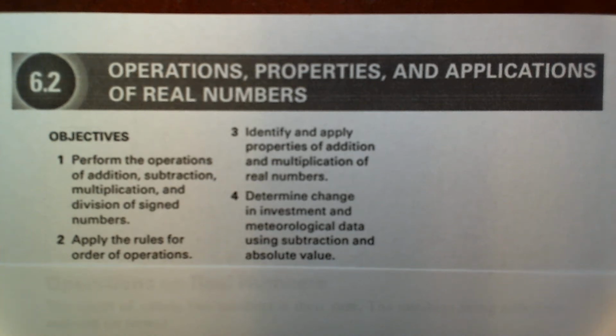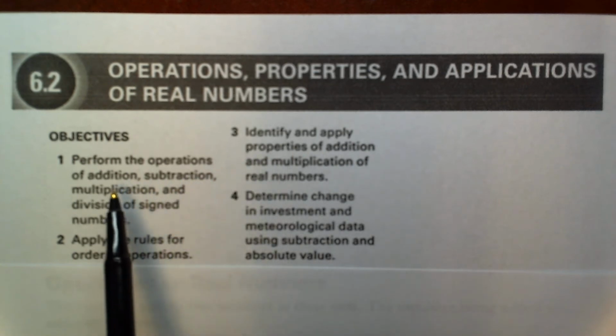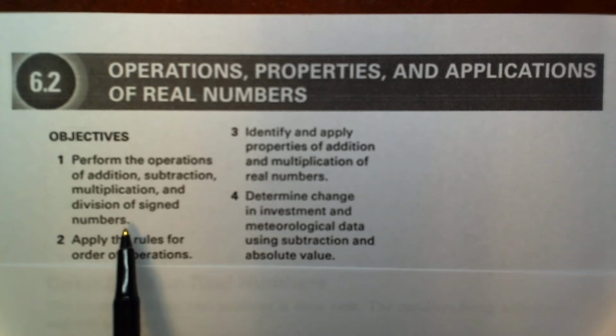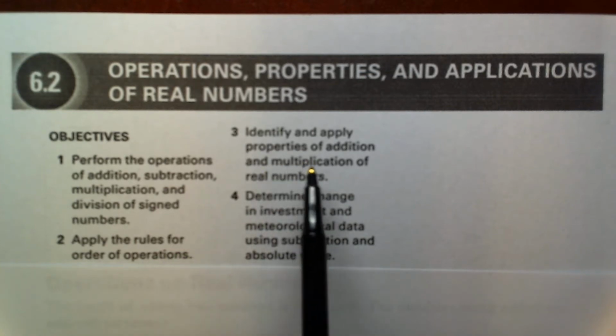Section 6.2 covers many different objectives on the real numbers, operations, properties, and applications. It's on operations like addition, subtraction, multiplication, and division of signed numbers. Then the very important topic, the rules of order of operations. And then number 3, to identify and apply properties of addition and multiplication of real numbers.